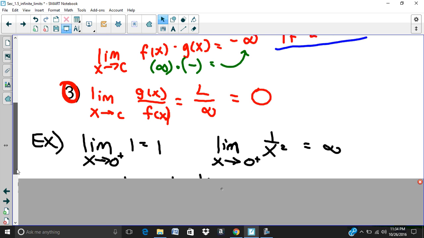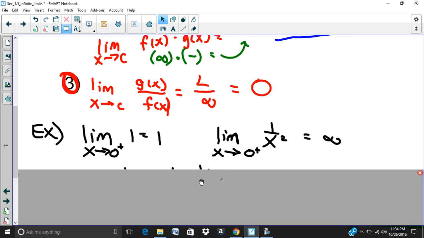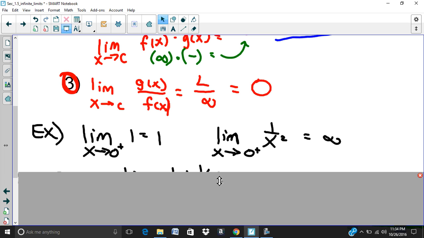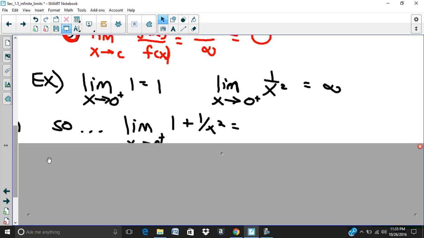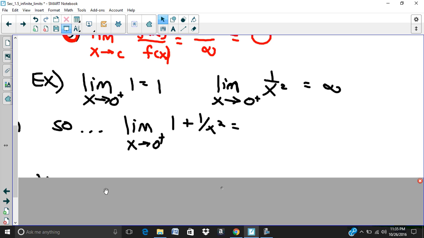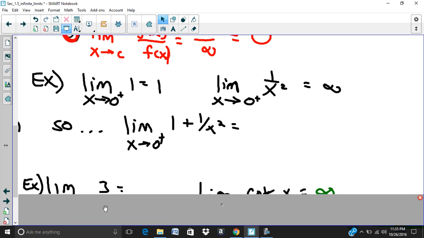All right, so a couple examples here, illustrating what I just was talking about with the properties. If I take the limit of 1, well, that's 1. The limit of 1 over x squared as x approaches 0 from the right is infinity. So what if I added those functions together? I wonder what my limit would be as x approaches 0 from the right-hand side. Well, that would be 1 plus infinity. Well, guess what? 1 plus infinity? It's called infinity.